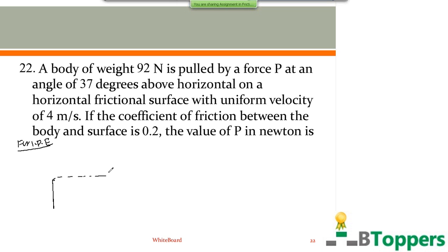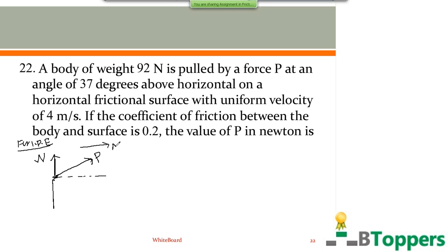The pulling force is applied on the block at an angle theta above the horizontal. The magnitude of this pulling force is denoted by P. The normal reaction force on the block by the surface in contact acts perpendicular to the surface in contact and is directed away from it.